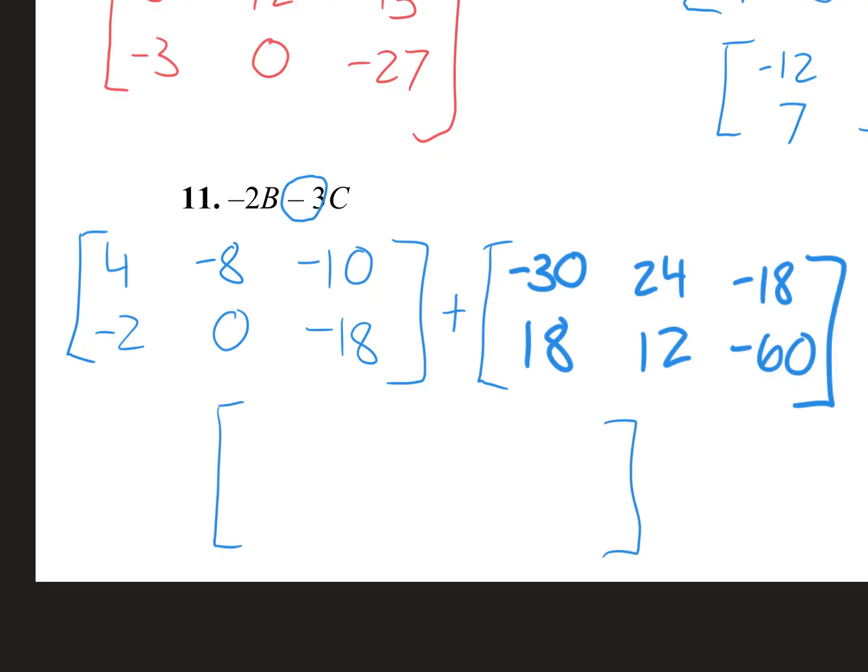All right, and now I'm just going to add the corresponding locations. Negative 26, 16, negative 28, 16, 12, and negative 78.